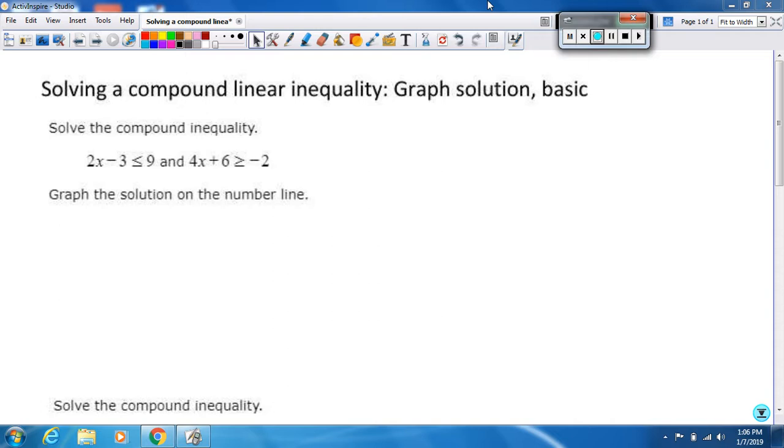Okay, we're going to solve this compound inequality and then graph it. The first thing you want to know before you even start solving them is what your graph is going to generally look like. Here's what I mean. If it uses the word and, the graph is going to be together. If it uses the word or, the graphs are going to be separated with a gap in between them.